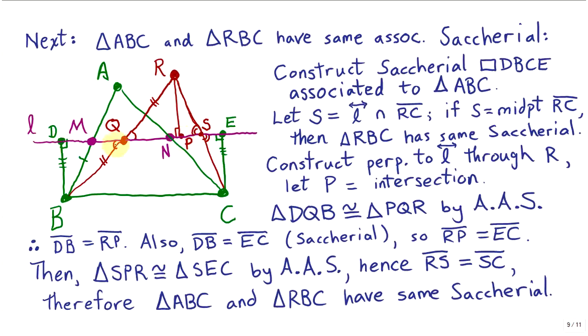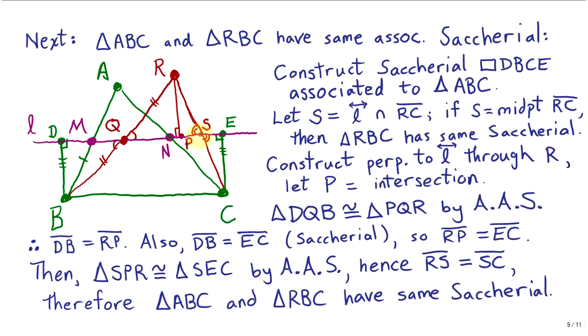Now moving to this side of the diagram, we know that the triangle DQB is congruent to the triangle PQR by angle side. They both have a right angle, corresponding vertical angles, and BQ is equal to QR by construction. This also implies that the side DB is equal to the side RP, because corresponding parts of congruent triangles are congruent. But we also know that EC is equal to DB, because DBCE is a secarial. Then once again, by angle side, we have two congruent triangles.